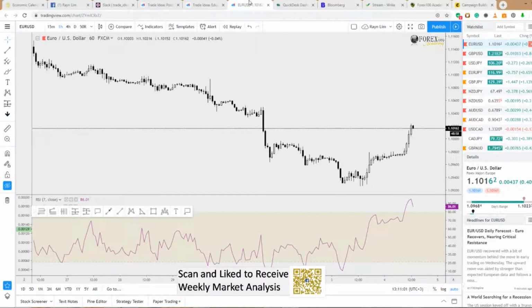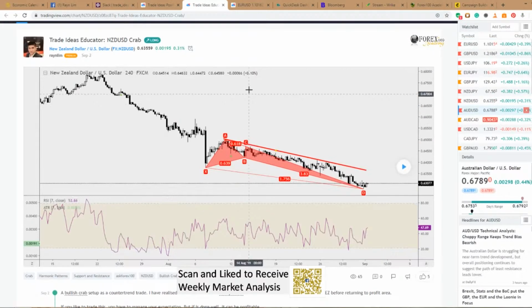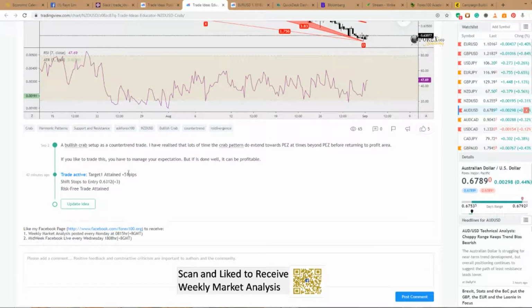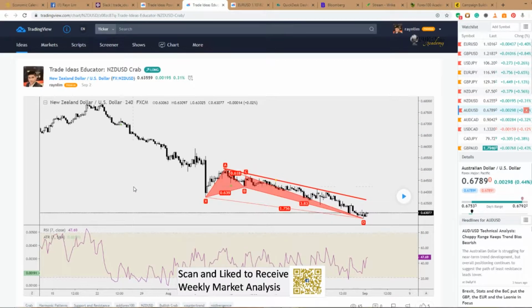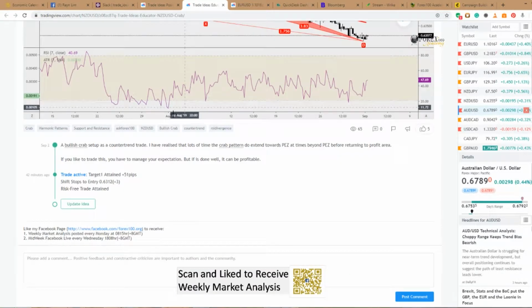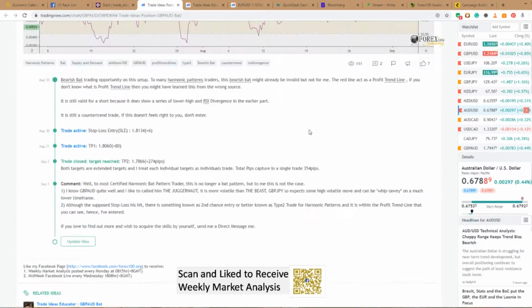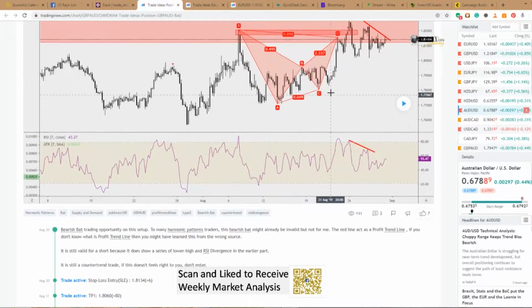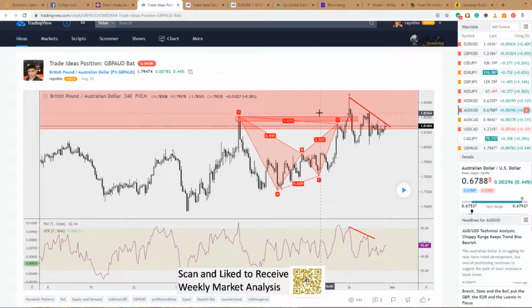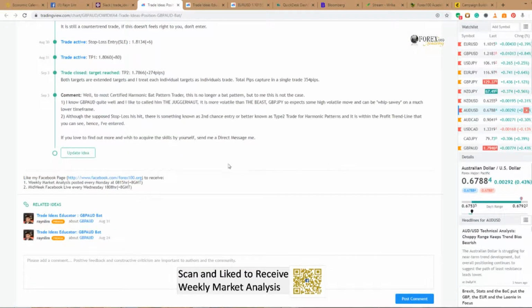Last week, if you have been around, then you have spotted a few of the trades that we have shared. First target attained for the crab pattern, New Zealand dollar, wonderful. As well as pound Australia, this is a big one, with the second entry opportunity within the profit trend lines. So I did engage the trade on the second run, and profit hits, amazing result.